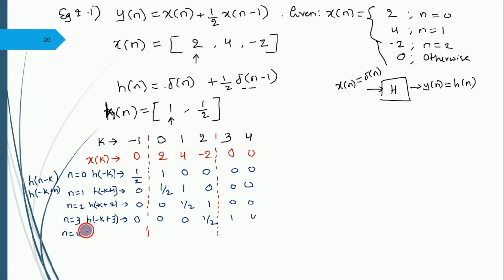So for n is equal to 4, h of minus k plus 4 will result in the window, you can see that all zeros I got. So at this point you need to stop.